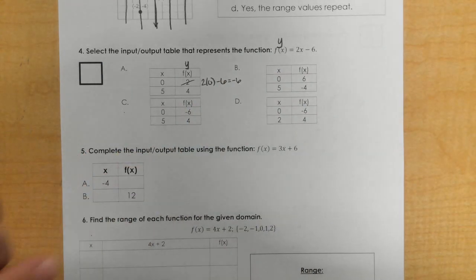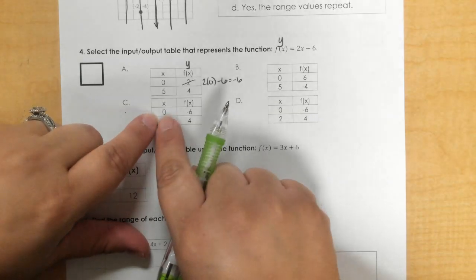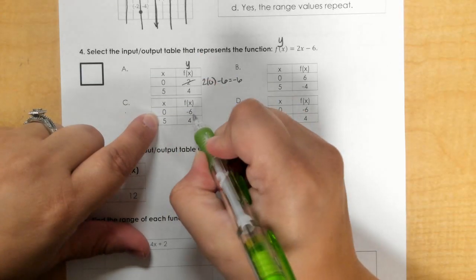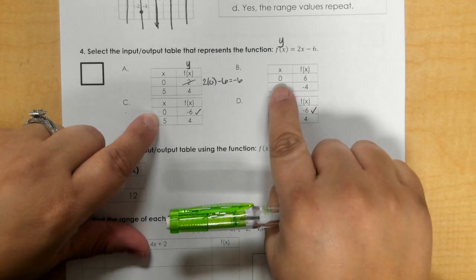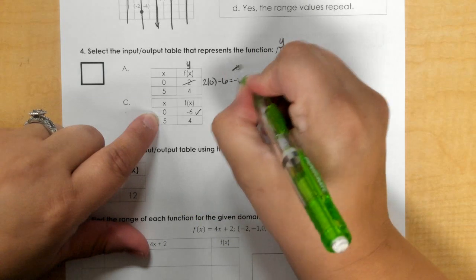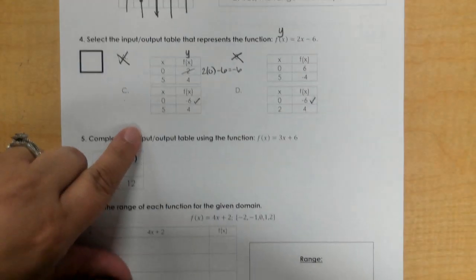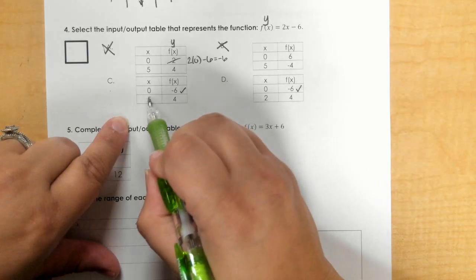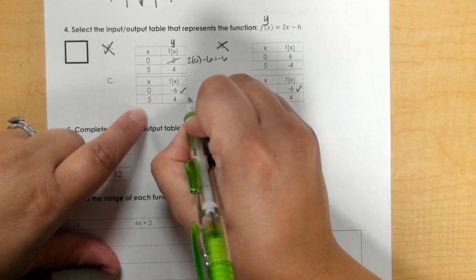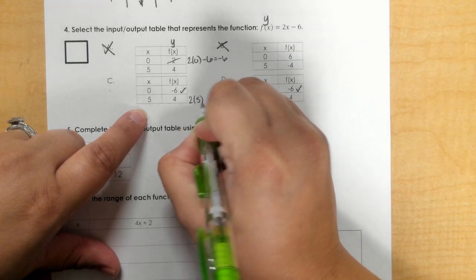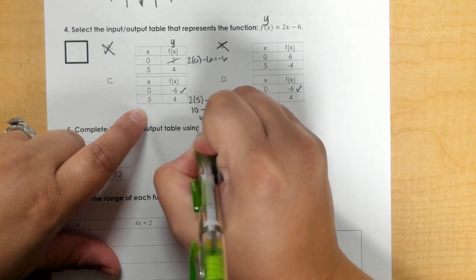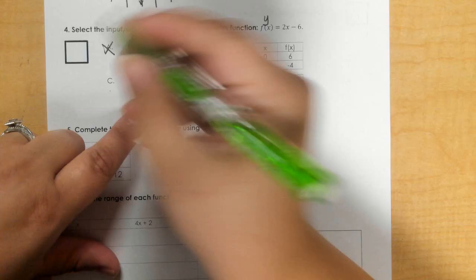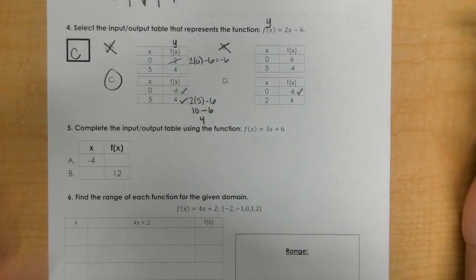But I can see that if I plug in a 0, here I get -6. 0, I get -6. But 0, I get +6. So that can't be it either. So now I'm going to try to plug in my 5 and see if I can get a solution. So 2 times 5 minus 6 is 10 minus 6, which is 4. And that works. So I would say my solution is C.